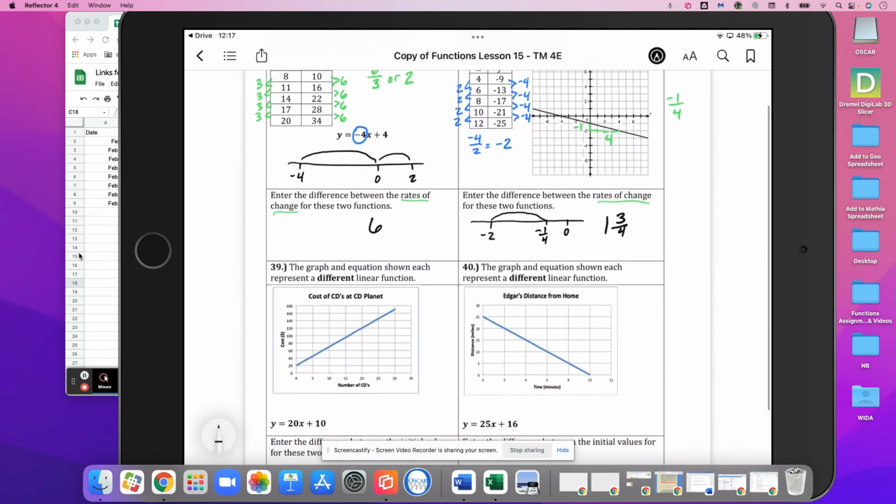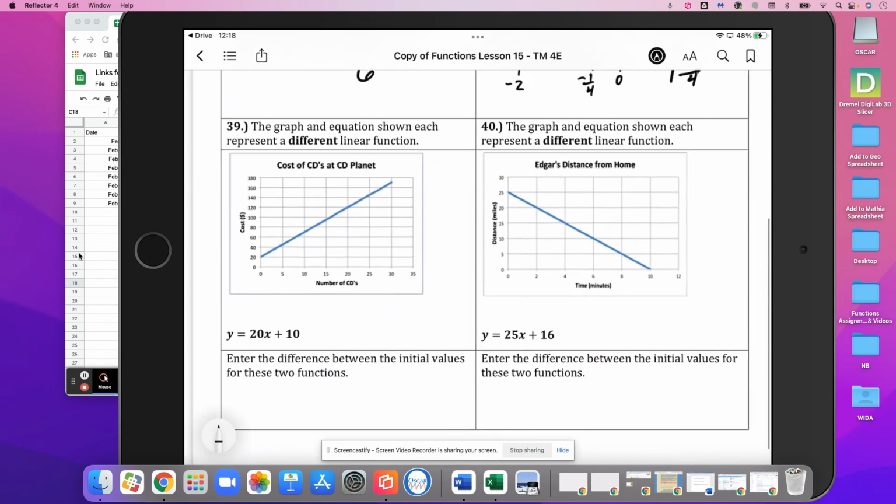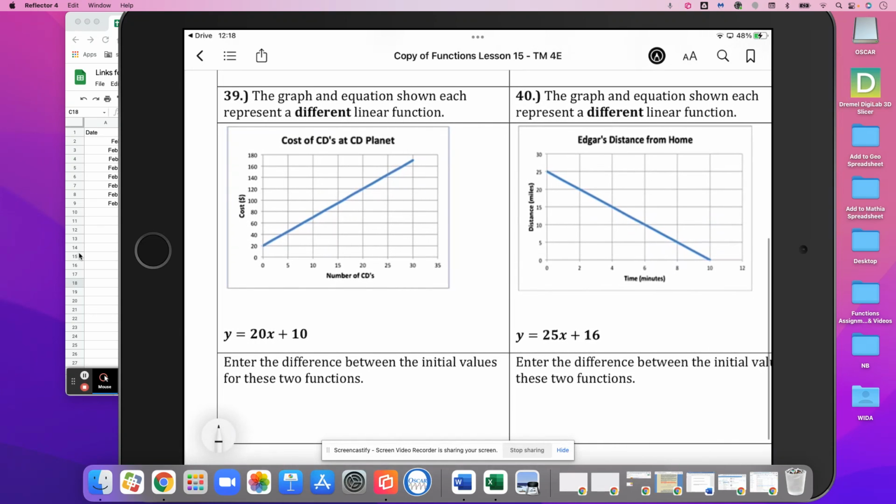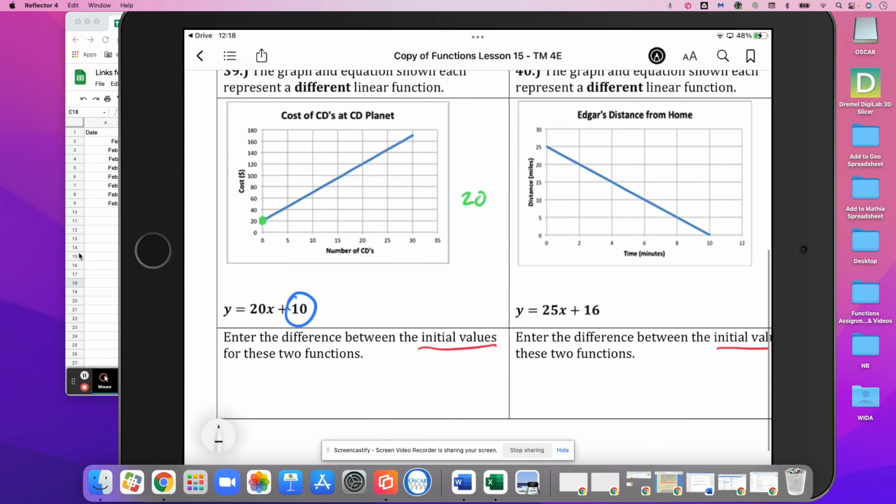Okay, number 39 and number 40, it's going to bring it home for us. That's the last of this fun that we are having today. So here we've got to compare initial values for both of these. So the initial value of this graph is going to be 20. The initial value of this equation is going to be 10. The difference between 20 and 10 is 10.